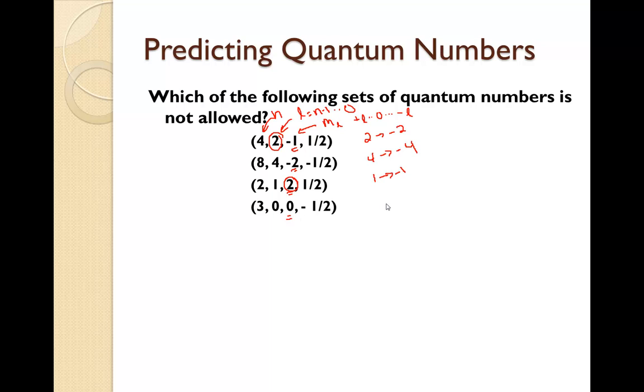Finally, this is M sub S, and it has to either be positive or negative 1/2. If it's any deviation of that, it would be wrong. This is the only one in this set that's wrong, and it's because of M sub L.